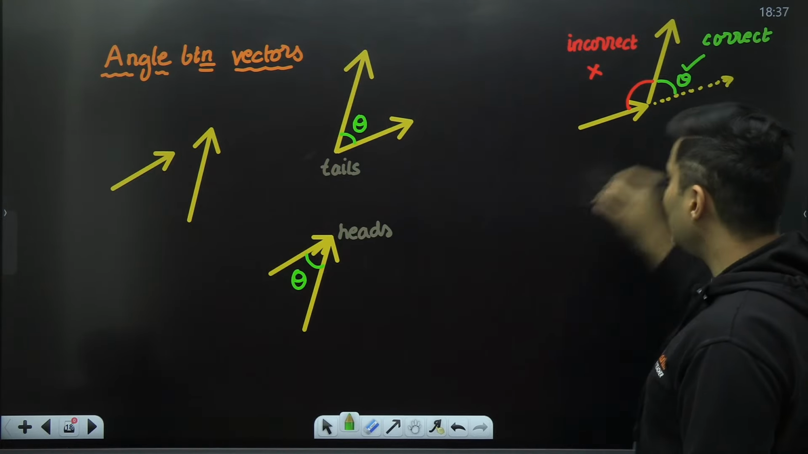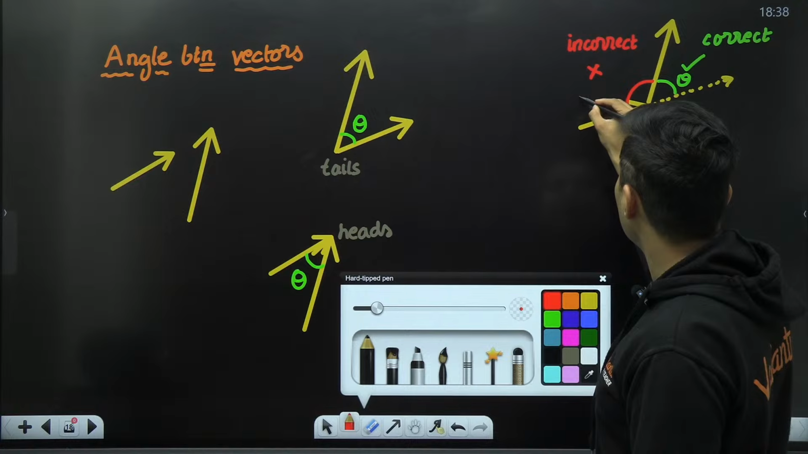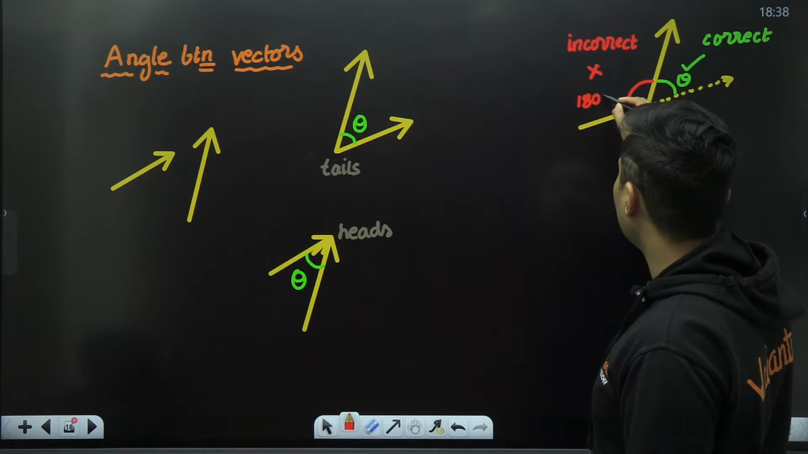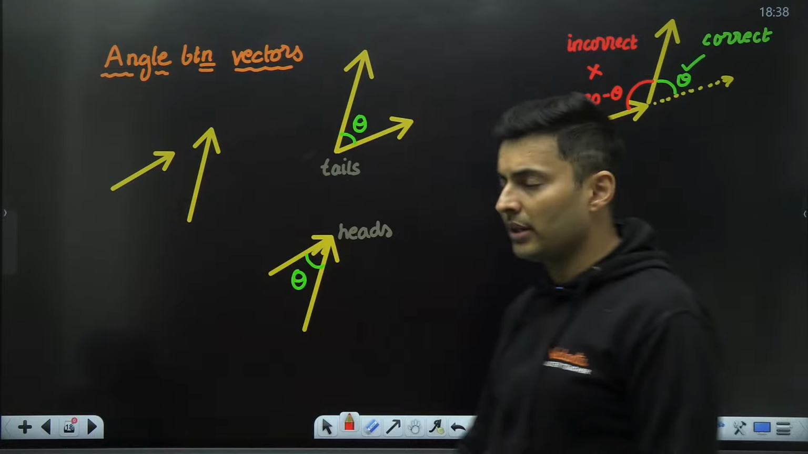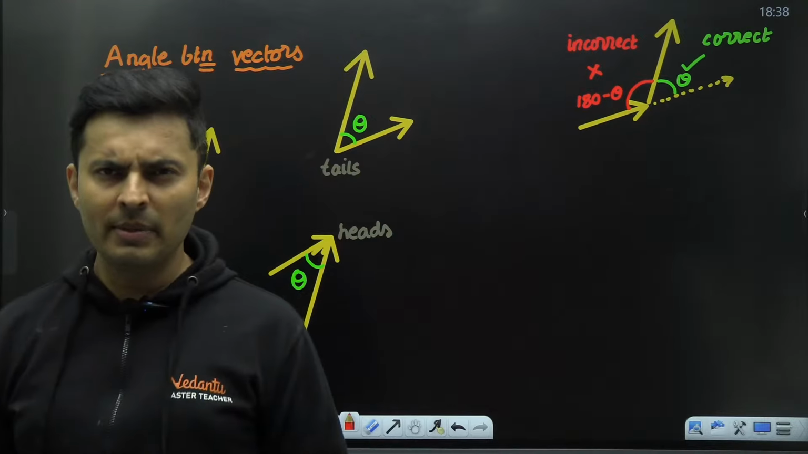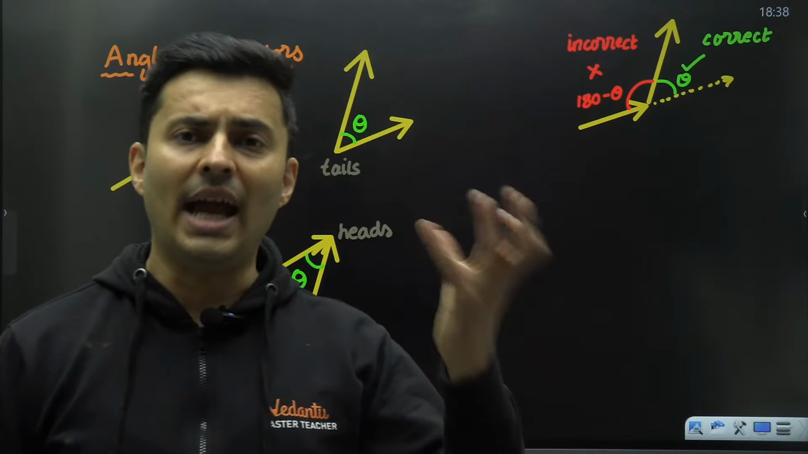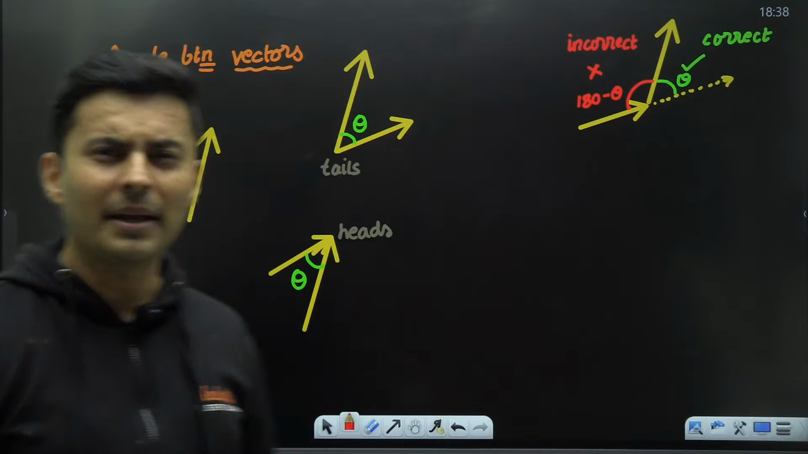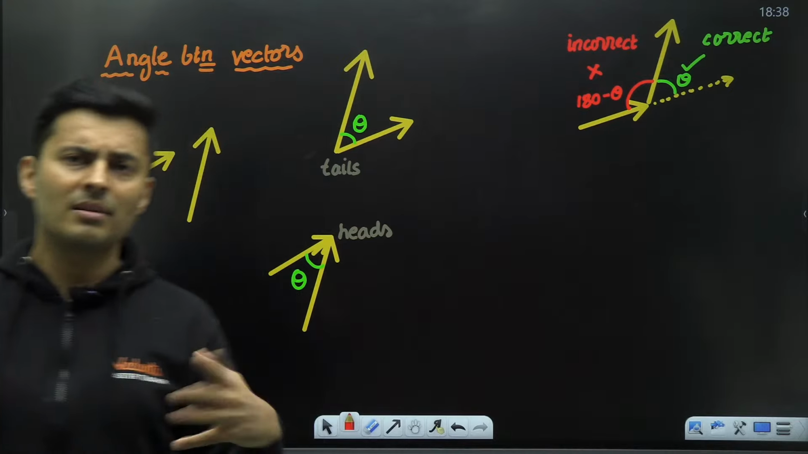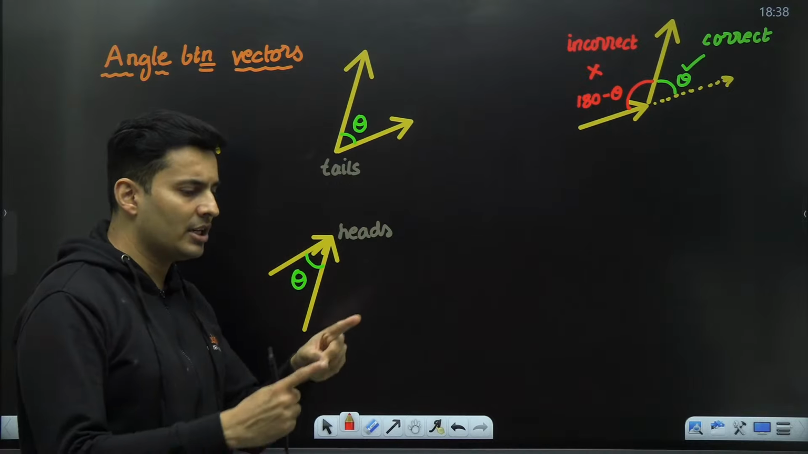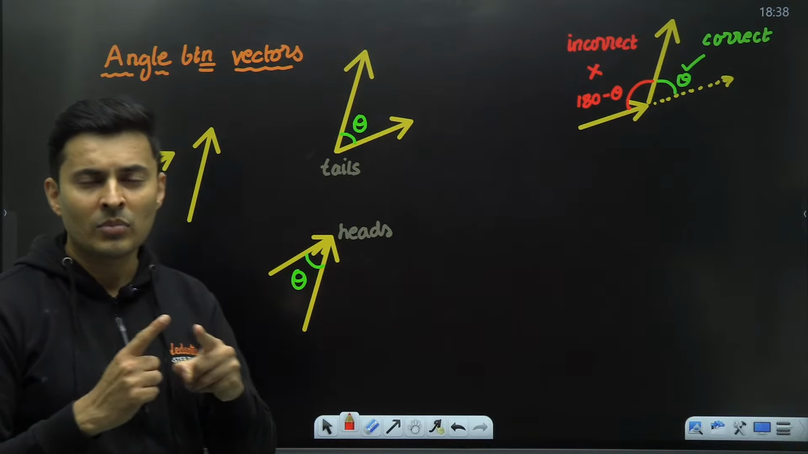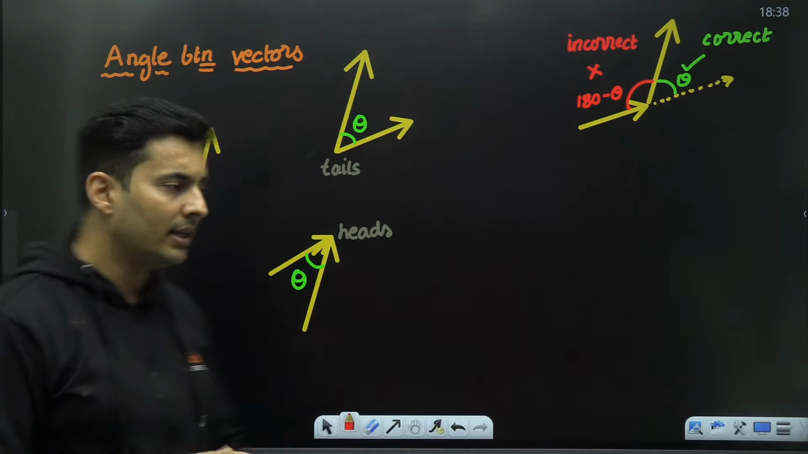So if this is theta, technically this will be nothing but 180 minus theta. This will give you the supplementary angle, not the actual angle. Supplementary is the other angle which adds up to give you 180 degrees, right? Like complementary adds up to give 90, supplementary adds up to give you 180 degrees. So always make sure that the vectors are in the tail or head form.